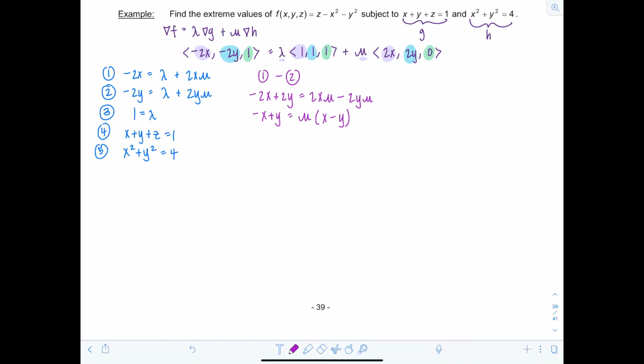All right, now if I were to divide by x minus y, that would only be allowed as long as x minus y wasn't 0. And I don't know if that's the case or not. So what I'm going to do is consider two cases.